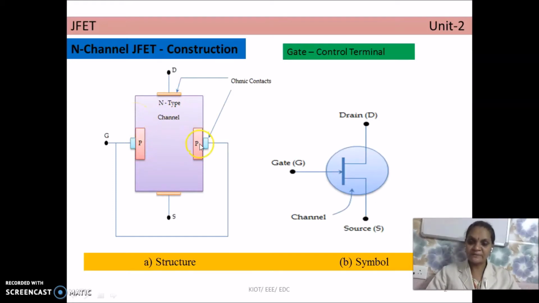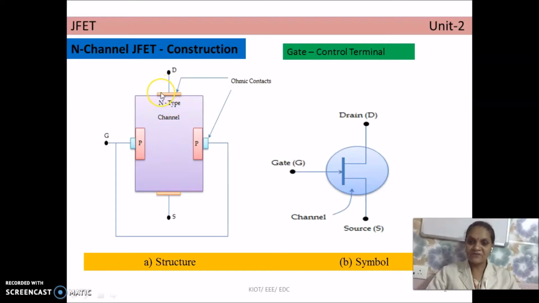These two P-type semiconductor materials are internally connected by means of a wire, and a terminal is brought out, which is called the gate terminal. One terminal is taken from the top of the N-type semiconductor, called the drain terminal, and another terminal is taken out from the bottom of the N-type semiconductor, called the source terminal. These two P regions are heavily doped, and the N-type region is lightly doped. Keep it in mind.